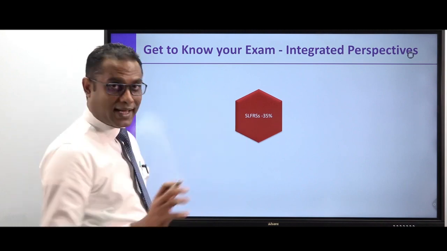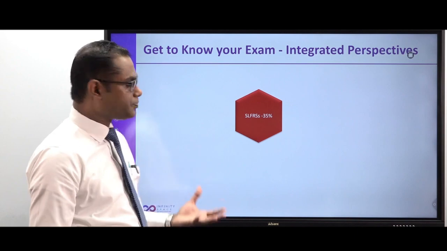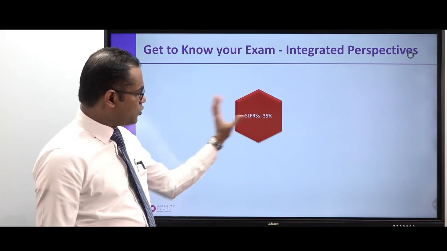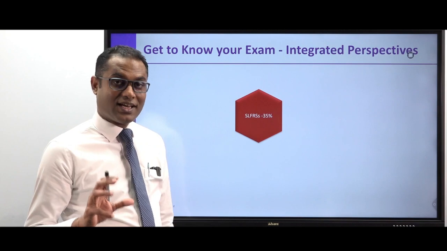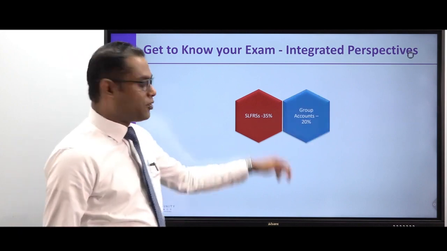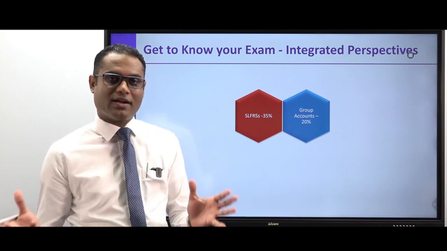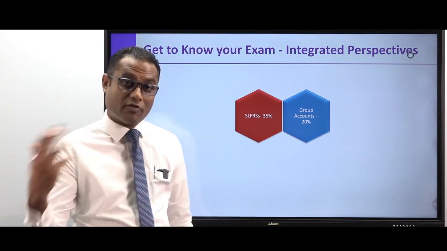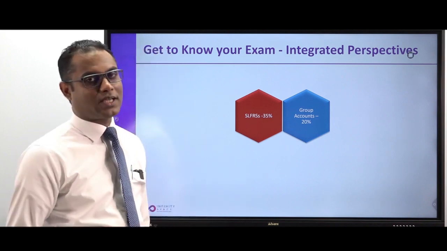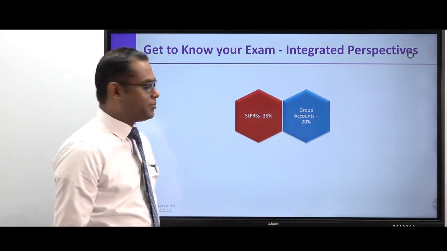Now, if I look at the weightage of the syllabus, 35% of the syllabus consists of SLFRSs. We know there are about 40 accounting standards issued by CA Sri Lanka, right? Out of these, most of the standards are within the SL1 syllabus, which consists of 35% of the syllabus. Thereafter, group accounts, which means consolidation, how to prepare the consolidated financial statements, right? When you have a parent company and subsidiaries, you might have an associate, you might have a foreign subsidiary. You need to learn how to prepare the consolidated cash flow in addition to the consolidated statement of profit or loss and consolidated statement of financial position. All these things would be included, which consists of 20% of the syllabus.